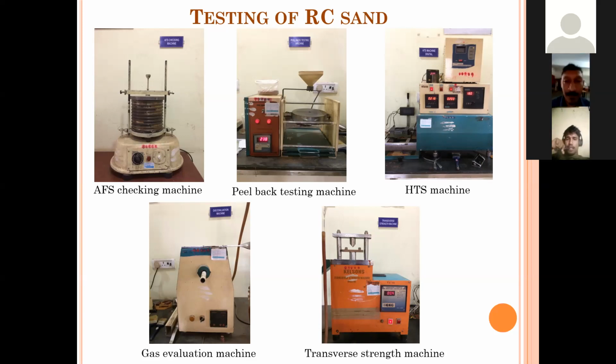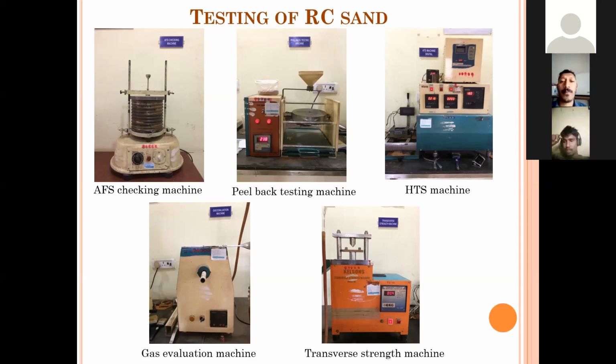Then the second is the peel-back testing machine. In that machine, we take 100 grams of sand. This sand is placed and heated up to a certain temperature, around 130 to 100 degrees Celsius. Then it turns a total of 180 degrees, and the free sand is collected in the second tray. The amount is weighed, and depending upon that weight, it indicates the bonding capacity of that sand.